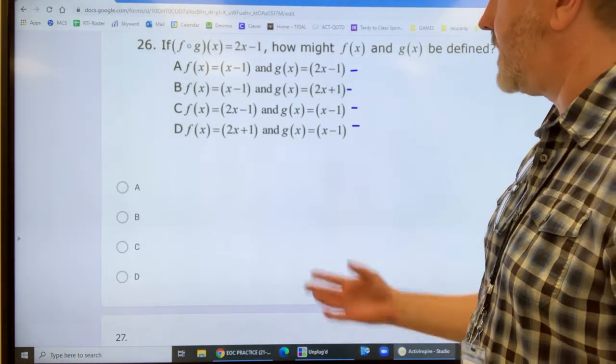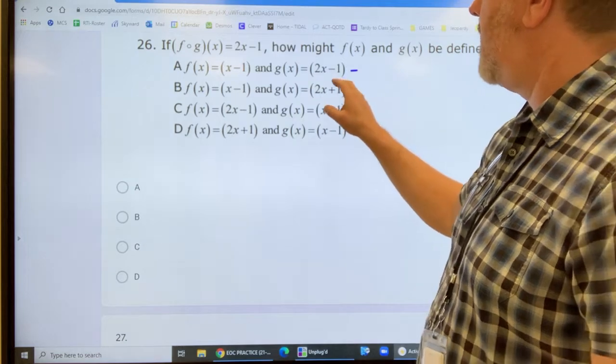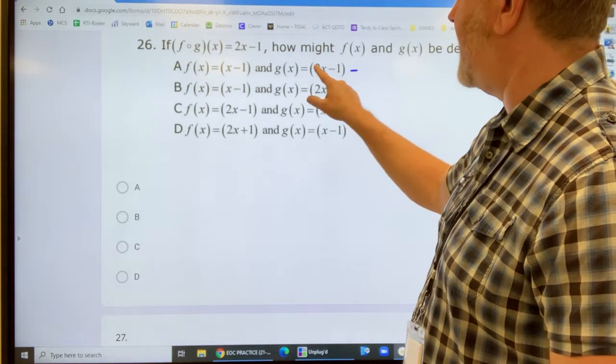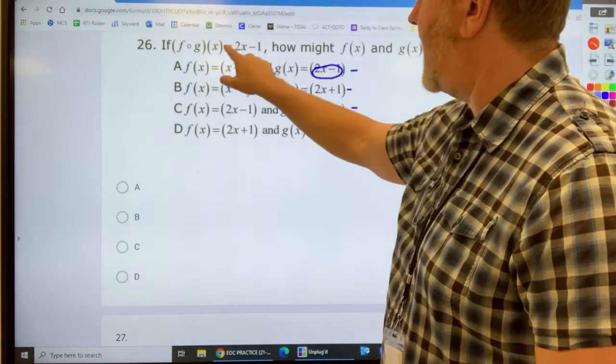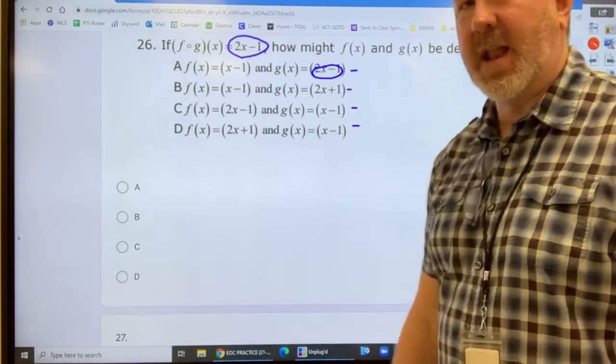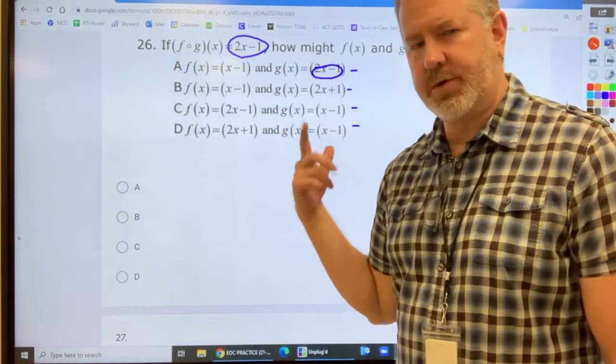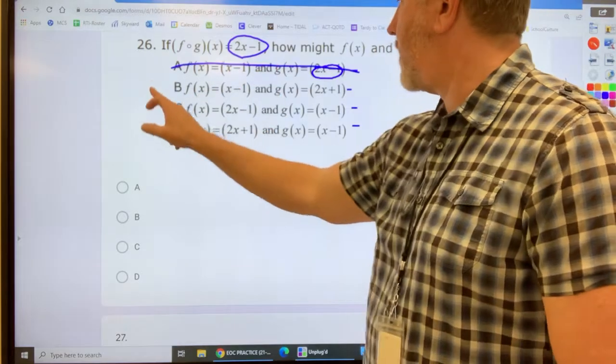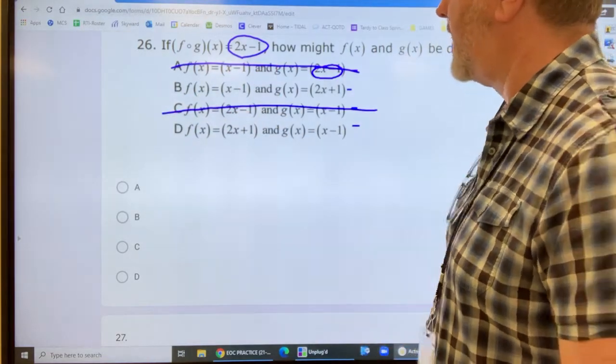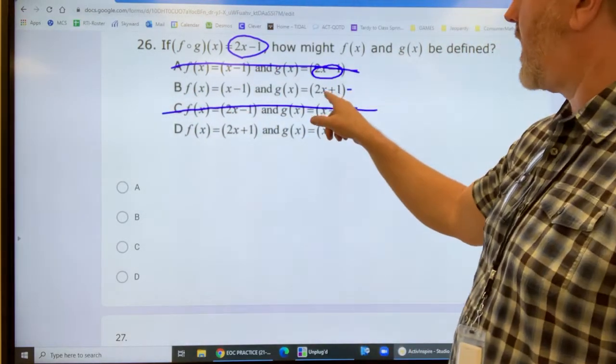Or we could do something slightly simpler, which means what I saw immediately was that, see how that is exactly the same as our composite? It's very unlikely we're going to end up with one of the parent functions being the same as the composite. So I'm going to cross off both of the ones that have 2x minus 1 in it. And then I'm going to say, okay, I've got this one.